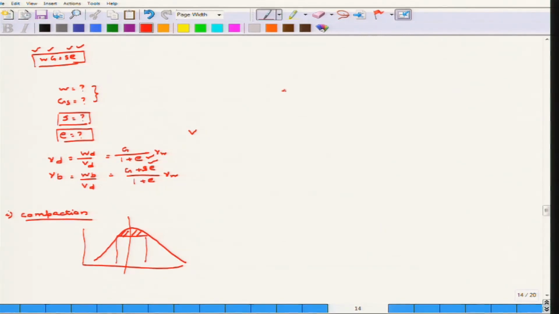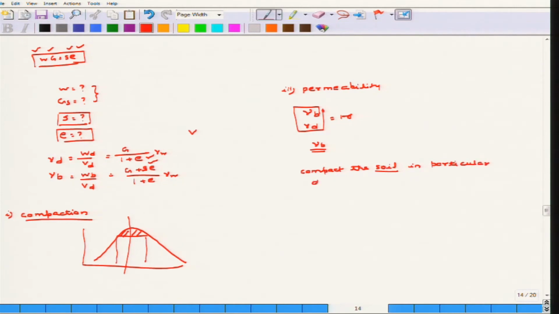Now, the third thing that you have to do is the permeability. Once you fix your density of the soil, once you fix your gamma B and gamma D, you know the unit weight of the soil. From the point of gamma B, you can compact the soil to a particular density, and then from there you can find out the permeability. So, that permeability is valid for that particular gamma B.